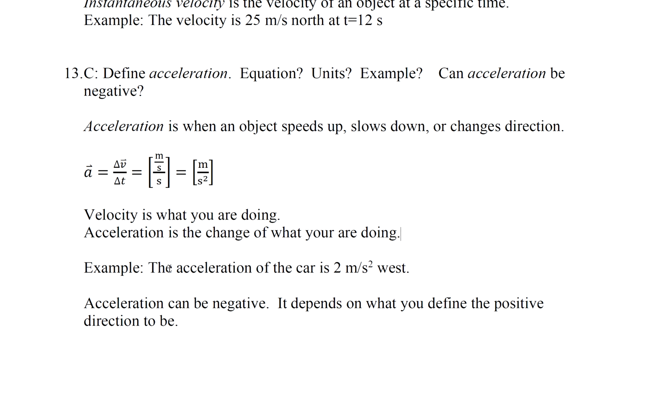Example, the acceleration of the car is 2 meters per second squared west. That means the object is changing its speed 2 meters per second every second in the west direction.